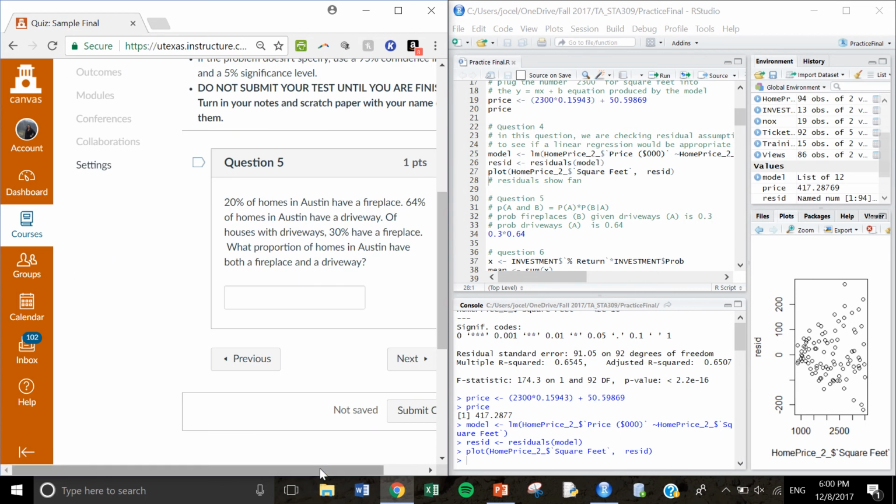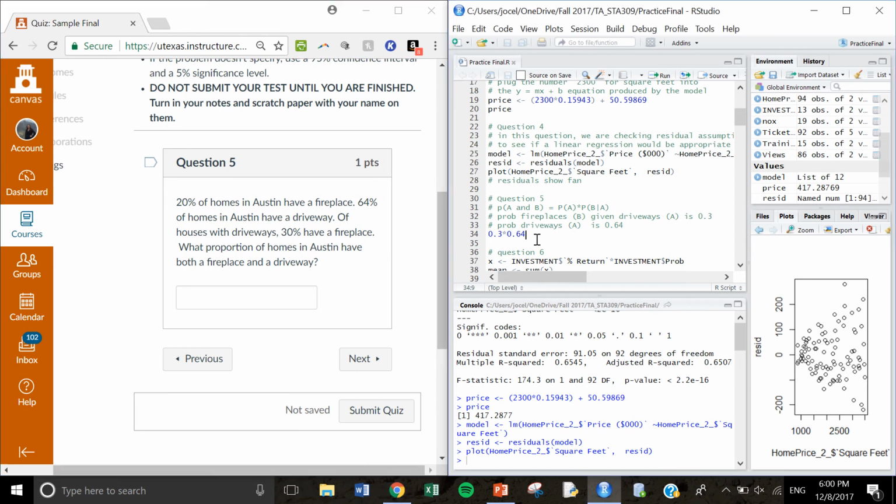Okay, question 5. 20% of homes in Austin have a fireplace. 64% have a driveway, and of houses with driveways, 30% have a fireplace. And it asks what proportion of homes have both a fireplace and a driveway. So this is just knowing your probability formulas, which you will write on your cheat sheet. And this one is P of A and B equals P of A times P of B given A.